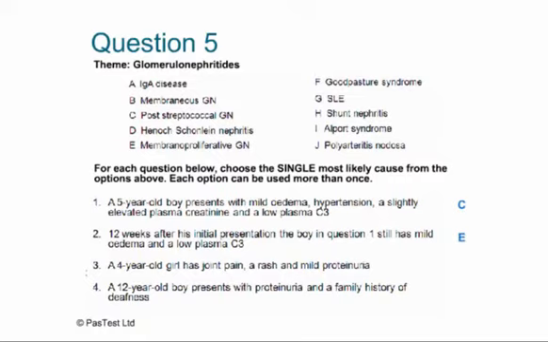Question 3 is a 4-year-old girl with joint pains, a rash and mild proteinuria, and of those options the most likely one is HSP. And finally, question 4 is a 12-year-old boy who presents with proteinuria and a family history of deafness. And the key thing here is the family history of deafness. And that pretty much makes the diagnosis of Alport syndrome, which is a familial, typically X-linked recessive nephritis associated with sensorineural deafness and anterior lenticonus. So the diagnosis in question 4, Alport syndrome.